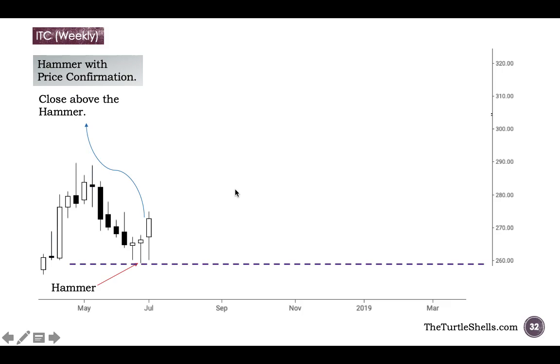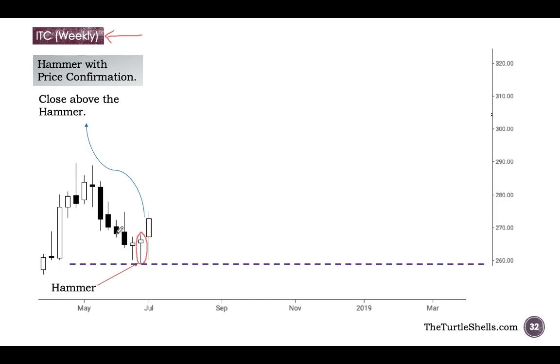Let's look at this chart. Now this is a weekly chart of ITC. Always look at the time frame whenever you are looking at candle charts. So this is a hammer with price confirmation. Now if you look at this, this is a hammer. I wouldn't call this candle a hammer because I am uncomfortable with that upper shadow. Remember, the upper shadow represents bearishness. So although it is a hammer technically.